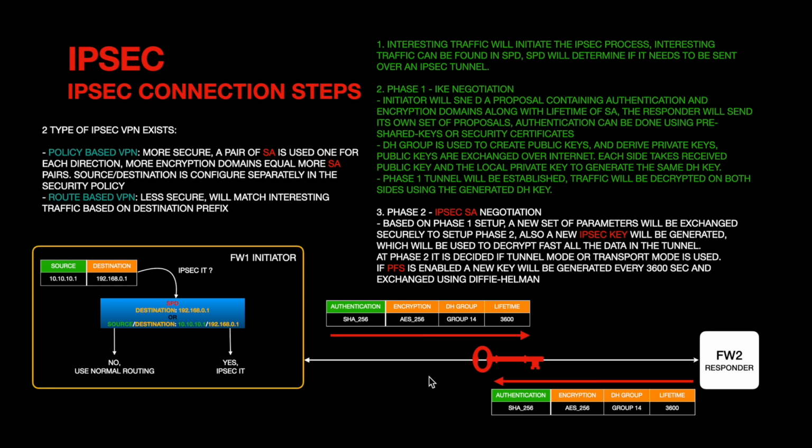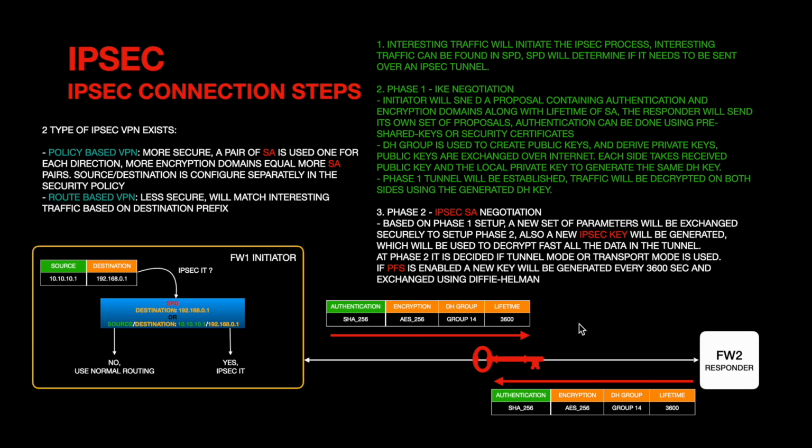So based on the phase 1 setup, a new set of parameters will be exchanged. And after exchanging these parameters, a new IPsec key will be generated, which will basically encrypt and decrypt the traffic, the actual data which will be sent. Also, at this phase, the gateways or the firewalls, initiator and responder, are deciding if the tunnel mode or transport mode is being used.